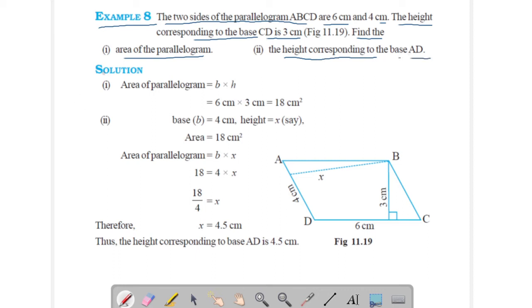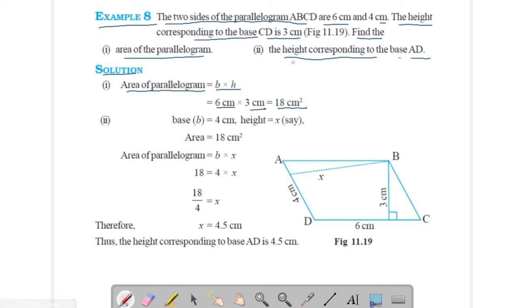See the solution. First we have to find out the area of the parallelogram. Here the area of a parallelogram is given by base into height. What is the base? It is 6 centimeter, and the height is 3 centimeter. Put its value, 6 centimeter into 3 centimeter, multiply it, 6 times 3 is 18, it is 18 centimeter square.